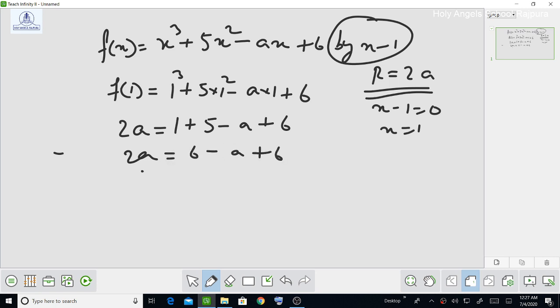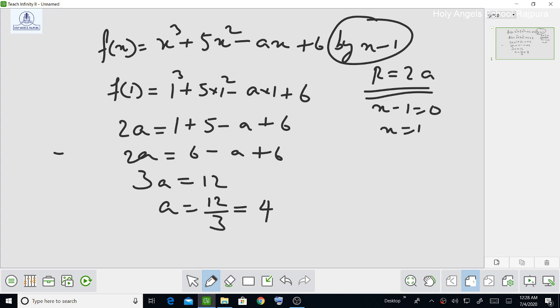Collect the terms of a together. 2a plus this minus a, bringing to the left side, it becomes 3a is equal to 12. 3a is equal to 12. a is equal to 12 upon 3. So, we got the value of a is equal to 12 by 3, that is equal to 4.